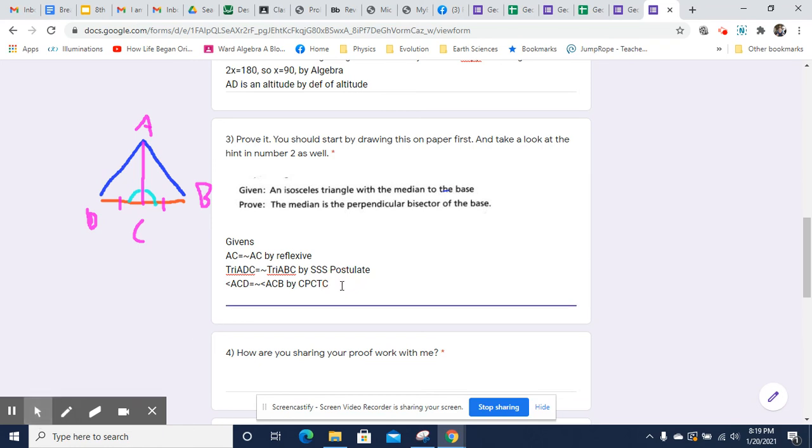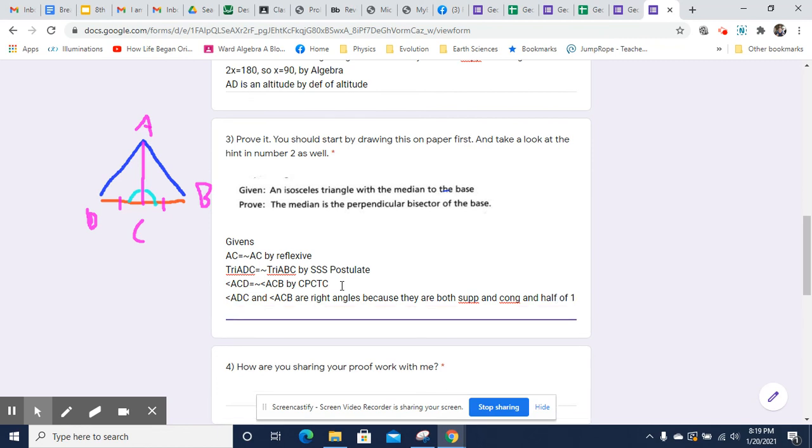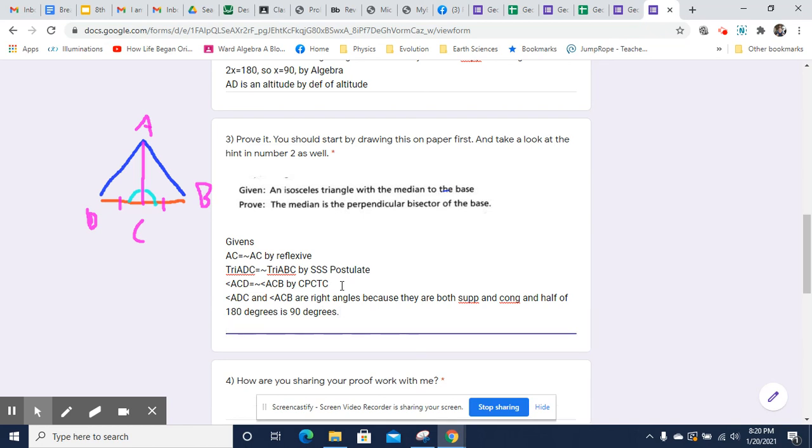Then we can go on to say that angle ACD and angle ACB are right angles because they are both supplementary and congruent. And half of 180 degrees is 90 degrees. Okay, and then we can say that AC is the perpendicular bisector.